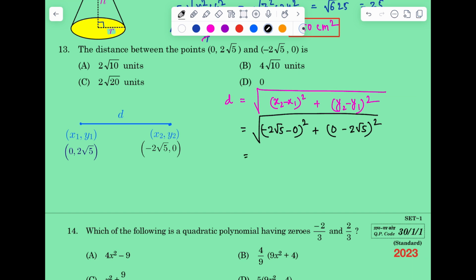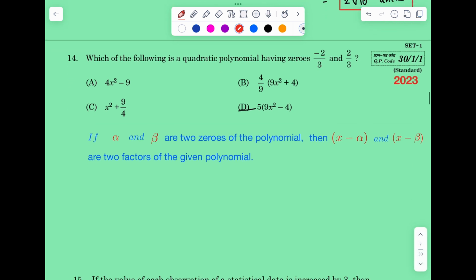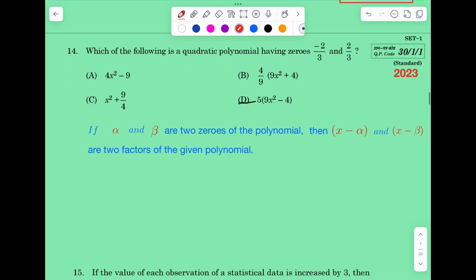square root, that will be equal to minus 2 into root 5 whole square, it will be positive, that will be equal to 4 into 5, which is equal to 20, plus similarly here it is also positive, 4 into 5, that is 20, square root of 40, that is equal to 2 into 2 into 10, or that is equal to 2 into square root of 10 units. This will be the answer. Hence Option A is correct.